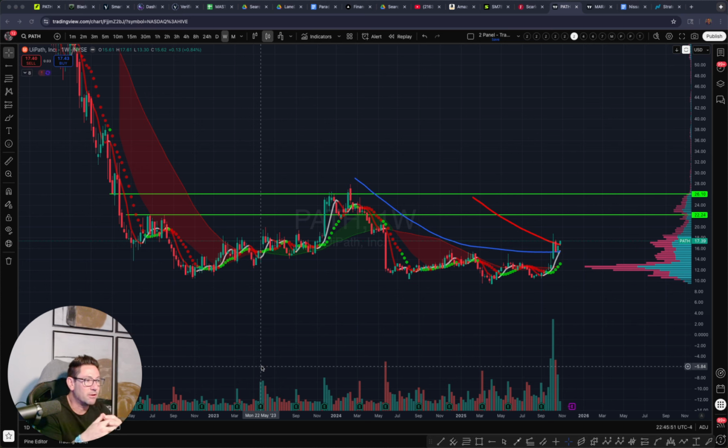So as you can see, I've started out on the weekly time frame because on the weekly time frame it's doing some very interesting things and building some very bullish structure. So I'm going to walk you through it.